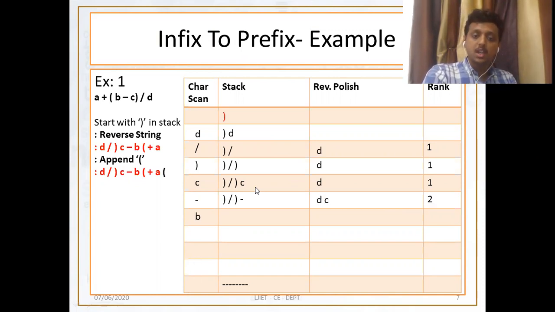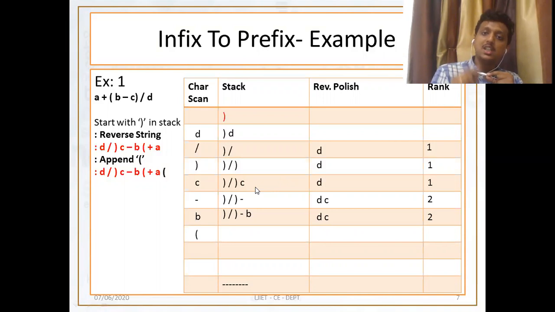Next variable is B. Whenever you find a variable, just push it. So B inside the stack, D and C as it is, rank is 2. Next is opening bracket. What you need to do, if you find any opening bracket, then pop out each and every element until you get the first closing bracket. I'm repeating the sentence. If you get an opening bracket in the infix to prefix example, then pop out each and every element from the stack until you get the first closing bracket.